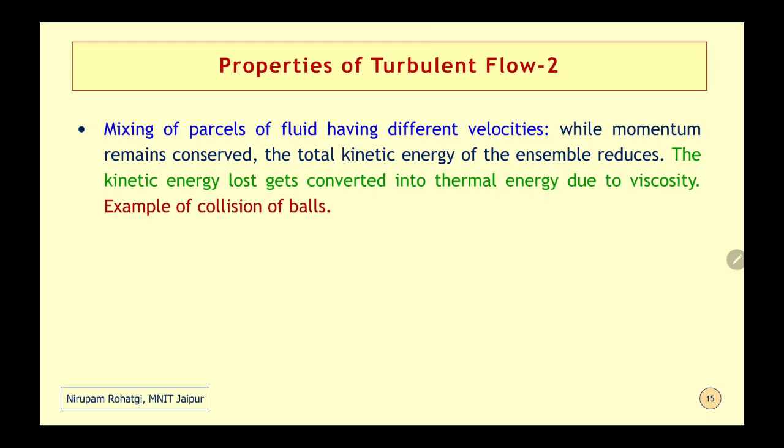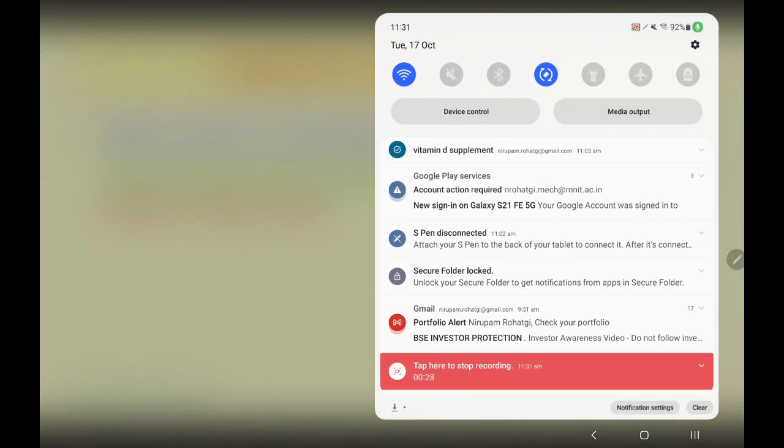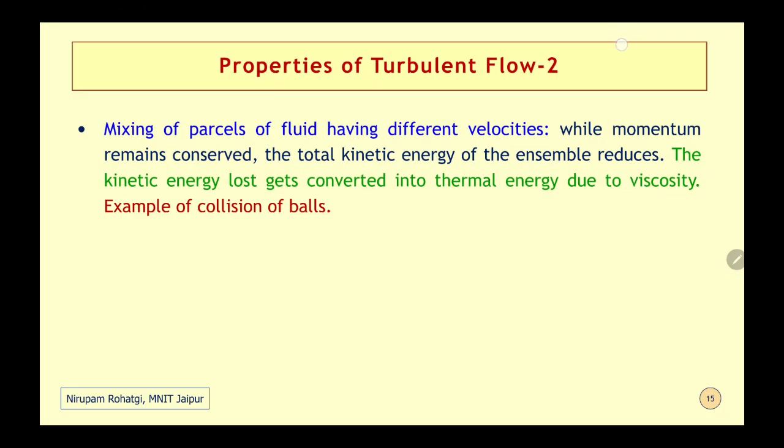We are discussing the properties of turbulent flow. So, mixing of parcels of fluid having different velocities. Now, what will happen when your parcels are moving from one place to another, because they are jumping from one place to another, the velocities and all other properties are much different. Then when they have different velocities, they go and mix there. What happens is, while momentum remains conserved, total kinetic energy of the ensemble reduces.